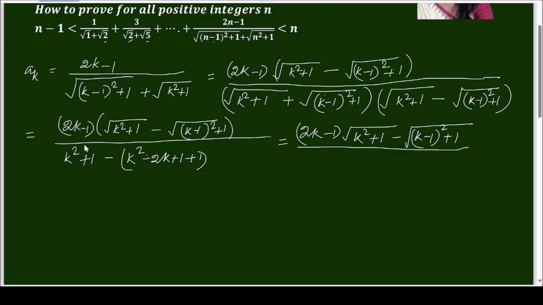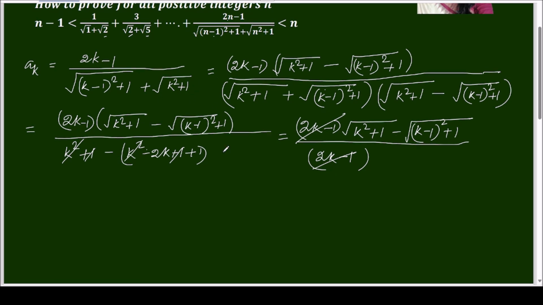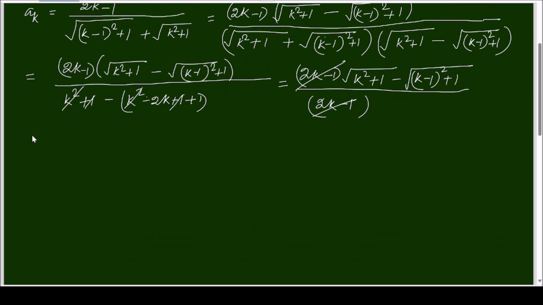Here k square cancelled, 1 cancelled. We are getting 2k positive, 1 negative, which will be cancelled with the numerator. So ultimately we are getting the kth term equals square root of k square plus 1 minus square root of (k minus 1) whole square plus 1.